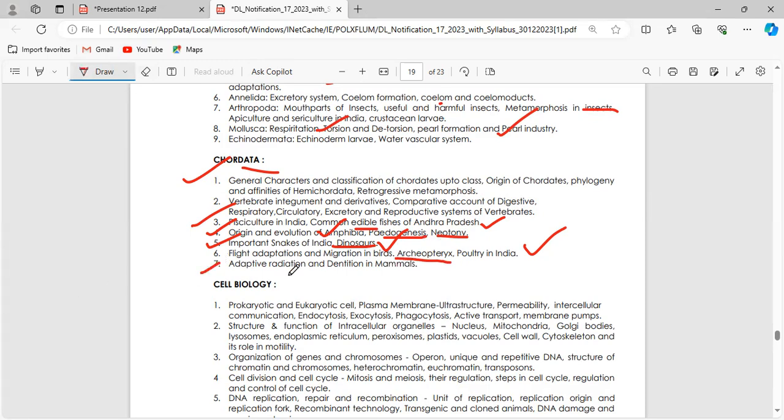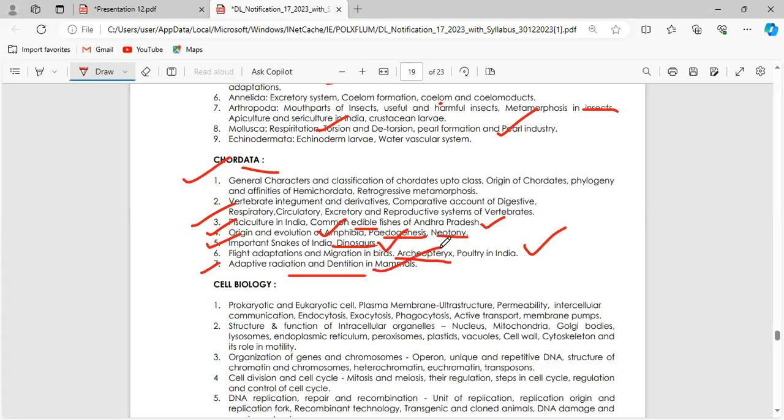And adaptive radiation and dentition in mammals. Here, there are different types of adaptive radiations in mammals, like arboreal climbing, fossorial and burrowing, arboreal hanging. And not only the adaptive radiations, we are also going to focus on which adaptation is followed by which animal. That is the questionable area.